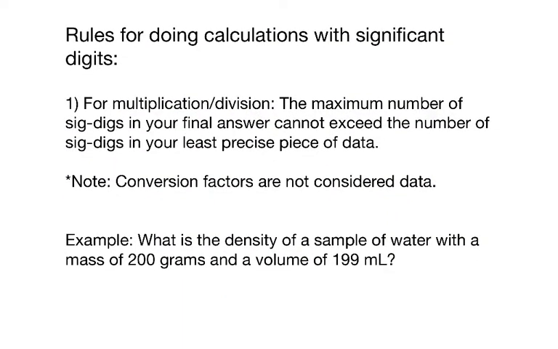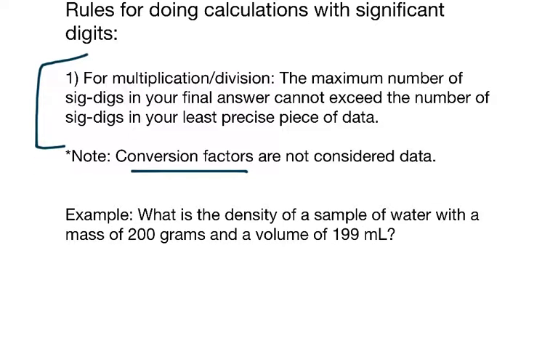Rules for doing calculations with sig digs. What comes up most often is multiplication and division, because that's really the bulk of what we do. It's just important for you to realize that the maximum number of sig digs in your final answer can't exceed the number of sig digs in your least precise piece of data. The other thing to know, because we do so much using dimensional analysis, or fences as I like to call it, is that conversion factors, which is what we put into the fences typically, are not considered pieces of data. They're just conversion factors.